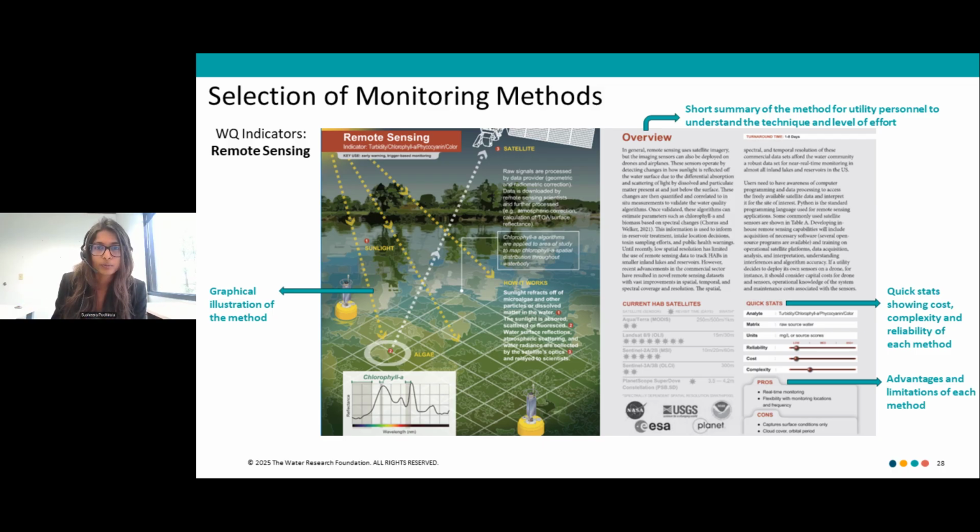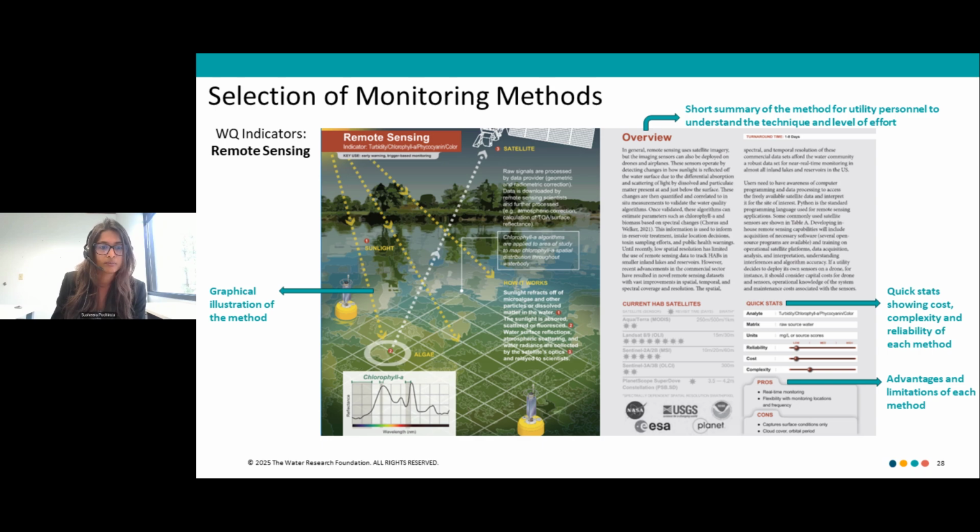And you probably can't see, but there's a small turnaround time tab on the right-hand top corner. So that tells you what the turnaround time is for each technique. And then we have quick stats on the right-hand side on the bottom to show what analyte the method focuses on and what are the units, and of course, reliability, cost, and complexity. How do they scale for each of these? And finally, we have pros and cons for each method.